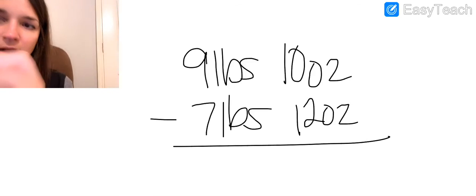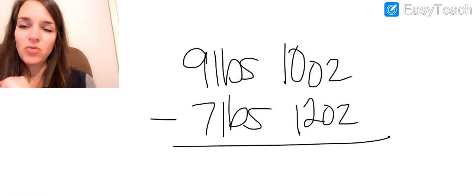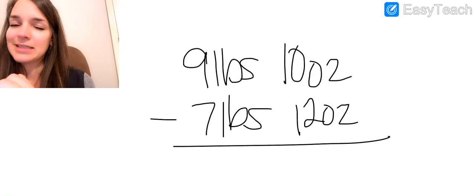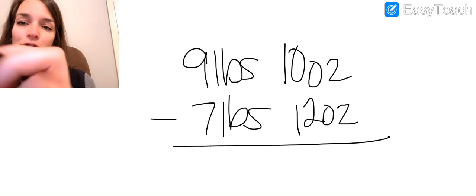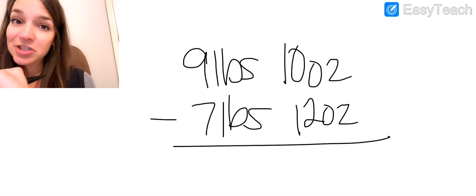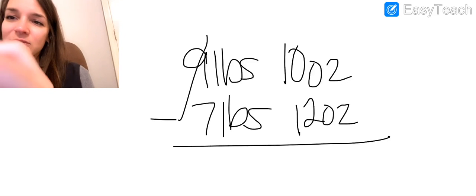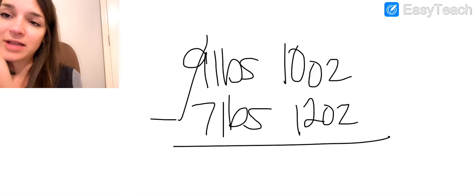Sorry, guys. 10 ounces, 7 pounds, 12 ounces. So we're going to subtract this. Now, hopefully you have already looked at this and you already see a problem. Can we take 12 away from 10? Can't do it. It's not big enough. So just like in regular subtraction, we're going to borrow. So we're going to borrow from this 9 over here, which would turn that into 8 pounds.